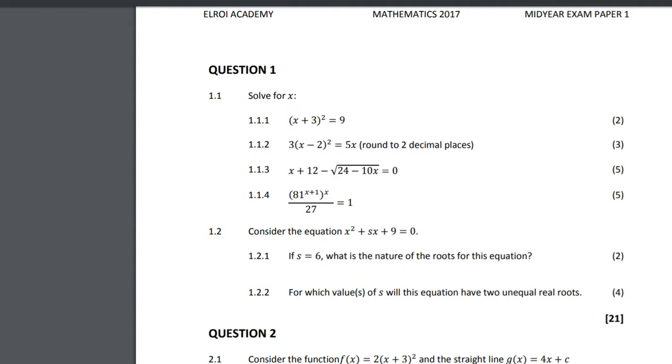So the first one was actually very easy. We have an equation equal to x. It's very easy. X plus 3 squared is equal to 9. So there's different ways you could have gone and solved it. You could have multiplied it out and then just got a quadratic equation, but what would have been easier was just to take the square root on both sides.